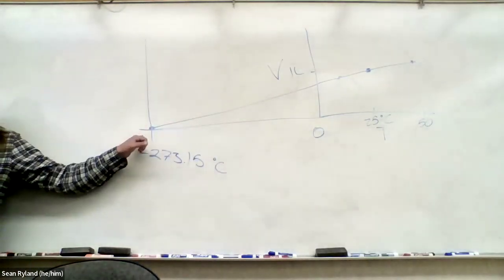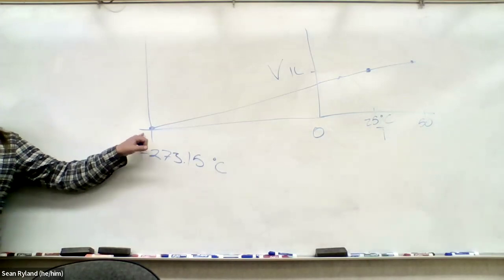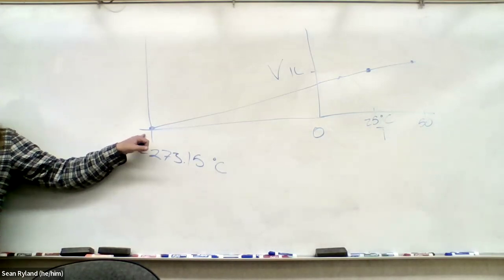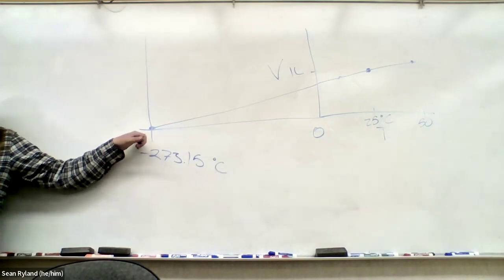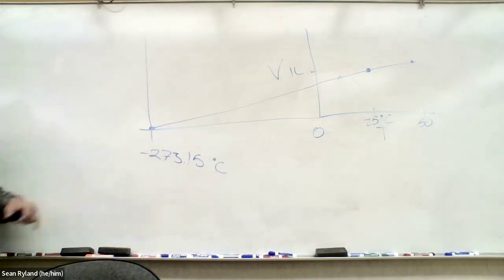If you get to negative 273.15 Celsius, that's the point where the volume would go to 0. Except for the fact that what's going to happen along the way? Everything. Good answer.